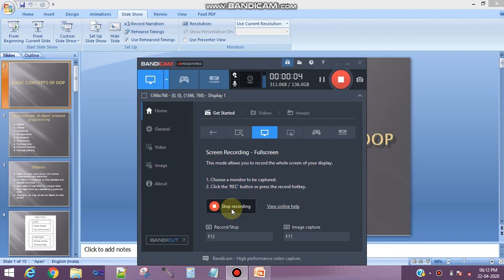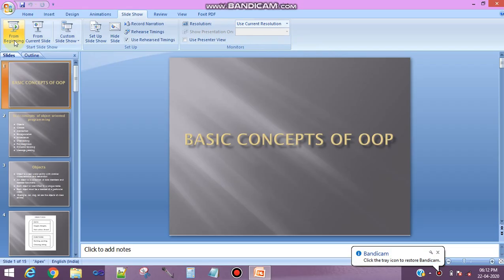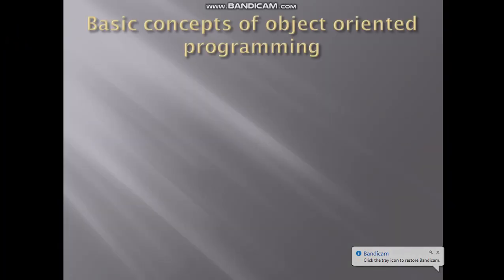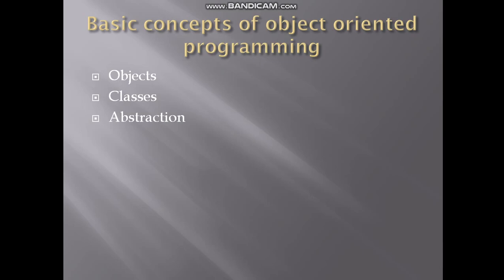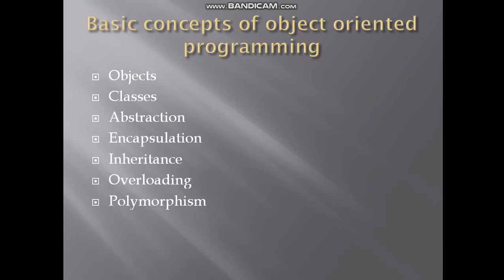You have already gone through the introduction to the concepts of OOP in the last video. Now let us discuss the basic characteristics of object-oriented programming. Let us move towards a presentation here. The following are the major characteristics of any object-oriented programming language: objects, classes, abstraction, encapsulation, inheritance, overloading, polymorphism, dynamic binding, and message passing.